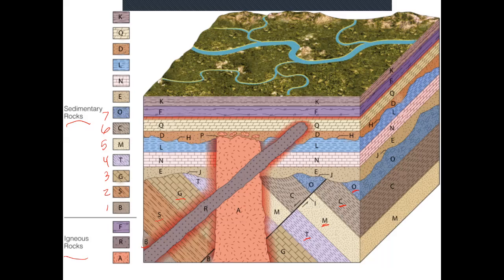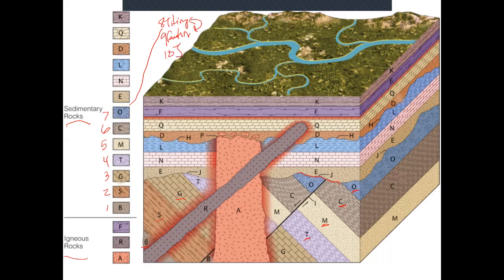So in order, we can have the tilting, and then 9, the faulting. But those could be interchangeable. We don't know which one happened first. They could have tilted then faulted, or faulted then tilted. But after the tilting and the faulting, then we have this erosion, angular nonconformity.